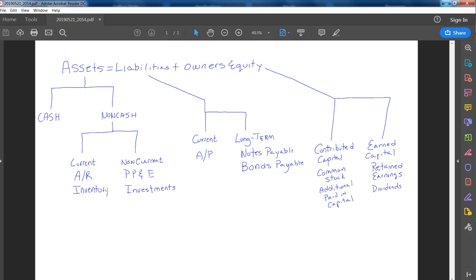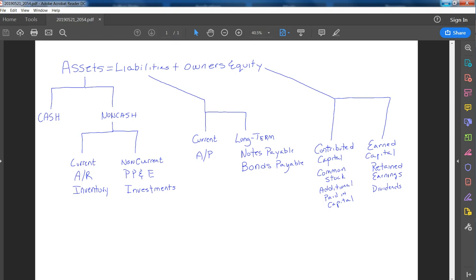The accrual basis of accounting looks at transactions from an event perspective. When has a transaction occurred? When has ownership or control changed hands? When have you actually incurred an obligation? So those kinds of questions come up with accrual accounting. So again, assets are cash or non-cash, current or non-current. Liabilities are current or long-term. And then owner's equity is contributed capital and earned capital. So that's kind of important to make sure that you understand that.